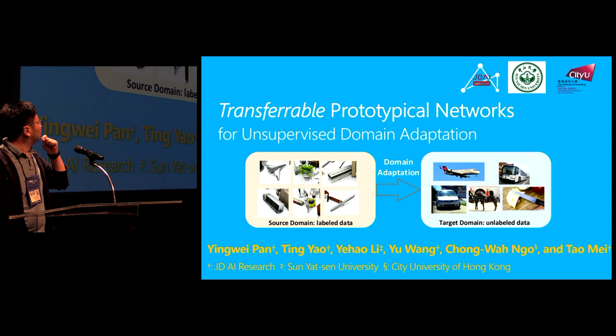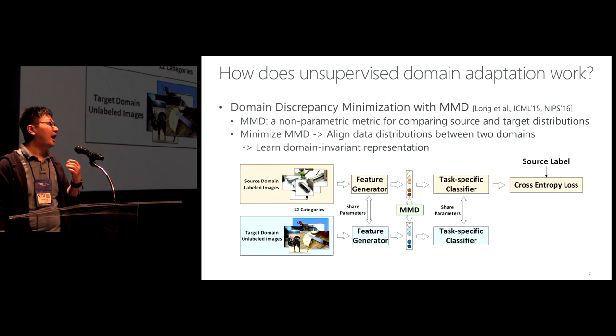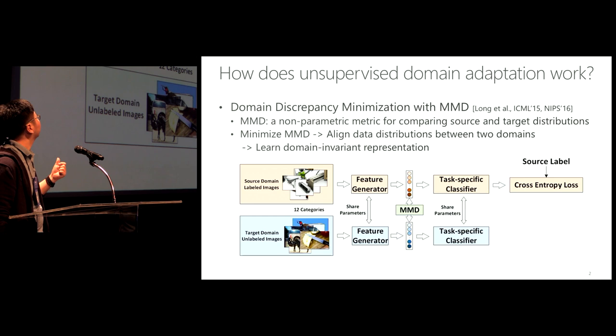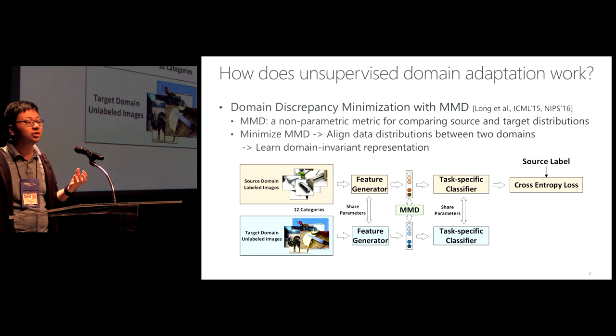First, we will review some existing technologies in this direction. The topics proceed along two directions. The first is domain discrepancy minimization with MMD. MMD is a non-parametric metric for comparing the data distribution between source and target. Here we depict a unified framework for this direction. It consists of two components, the feature generator and the classifier.